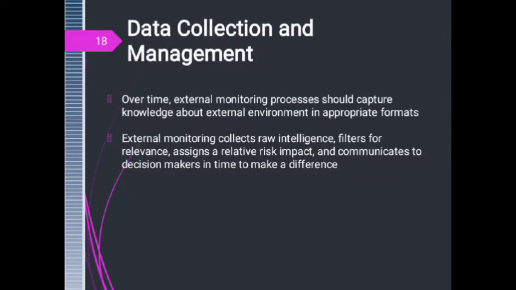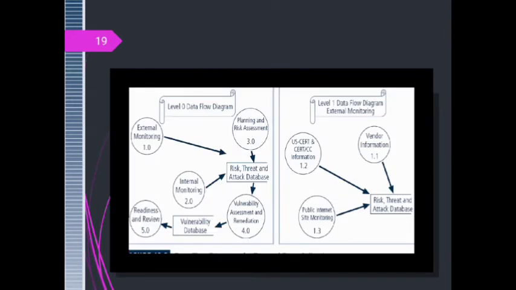The data collection and management. Over time, external monitoring processes should capture knowledge about the external environment in appropriate formats. External monitoring collects raw intelligence, filters for relevance, assigns a relative risk impact, and communicates to decision makers in time to make a difference. Here's the diagram of external monitoring.